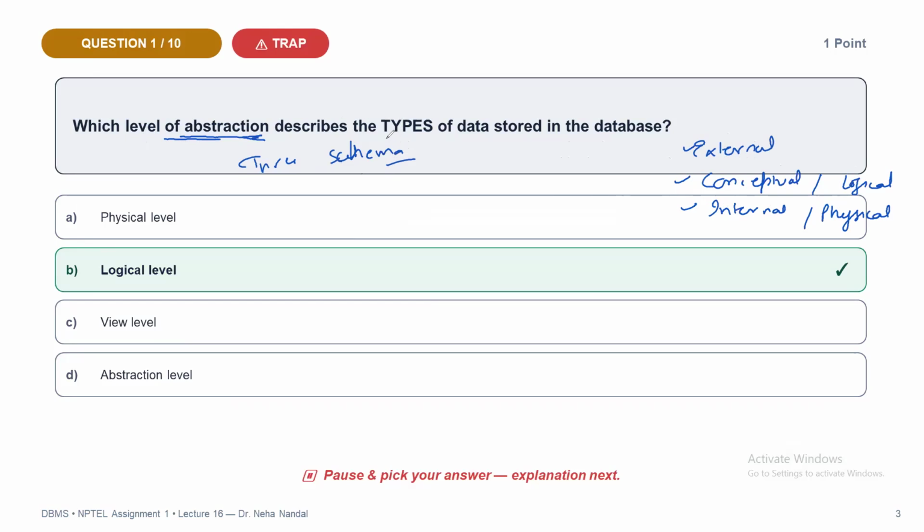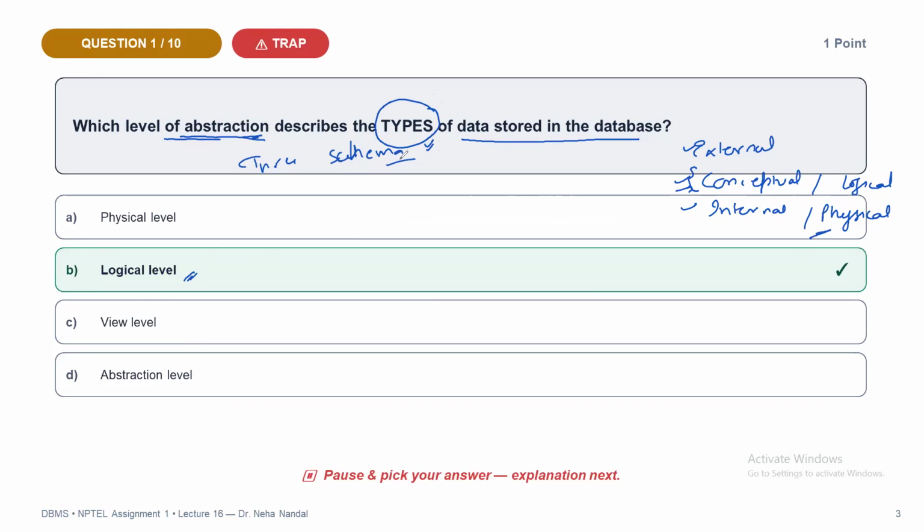It describes the types of data stored in the database. The first thing you will observe is data stored in the database, which happens in the physical level. But that is not the correct answer. You have to see the types of data. Types of data are stored in the logical level, not in the physical level. So that check will happen in the conceptual level. That is the trick given in this question.